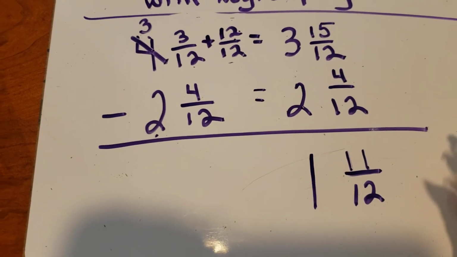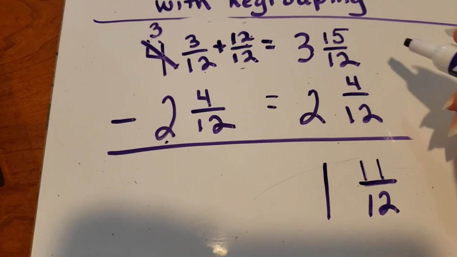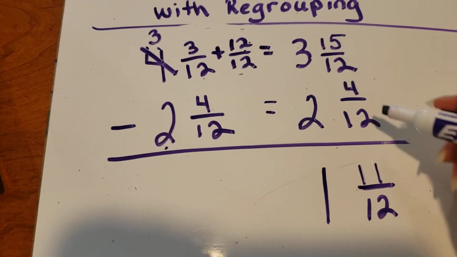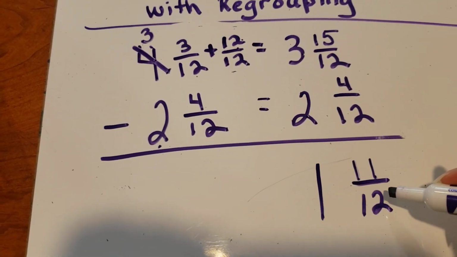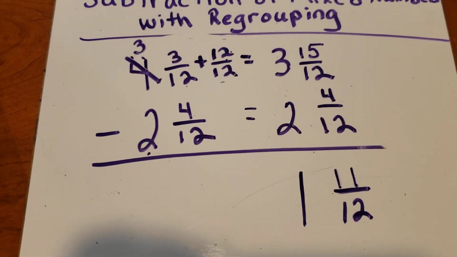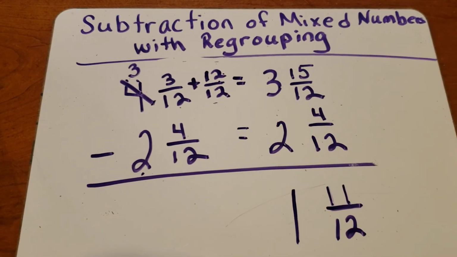So when I look back at my subtraction, I can see that 3 and 15/12 minus 2 and 4/12 is equal to 1 and 11/12. And that is how you subtract mixed numbers with regrouping.